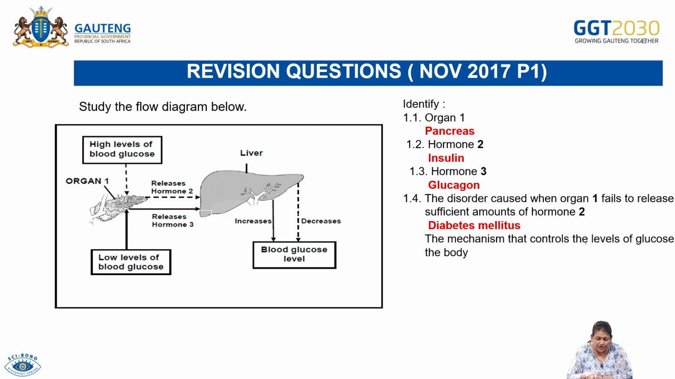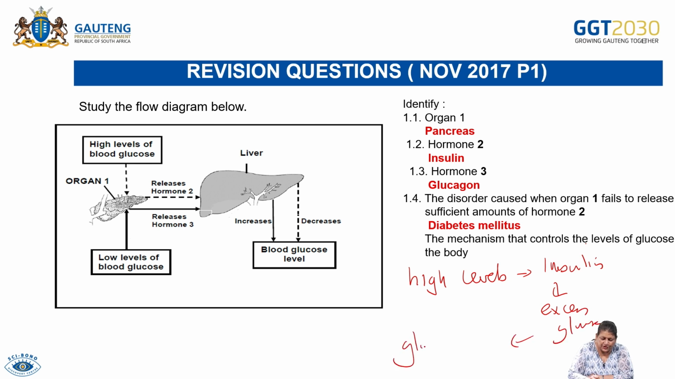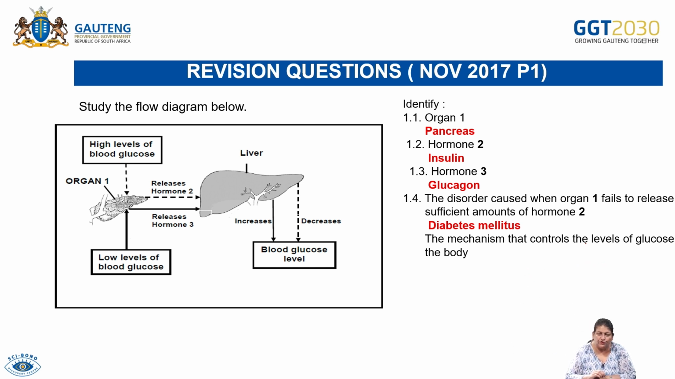What is the mechanism that controls the level of glucose in the body? Now you know, if there's going to be high levels of glucose, what's going to be released? Insulin. What does the insulin do? It takes the excess glucose, which is high, and converts it into glycogen. And where is it going to be stored? In your liver and in your muscles, right? Now, what is the mechanism called? Okay, children, let's see. What is this mechanism called whereby we control the levels of glucose in the body? It's called a negative feedback mechanism.